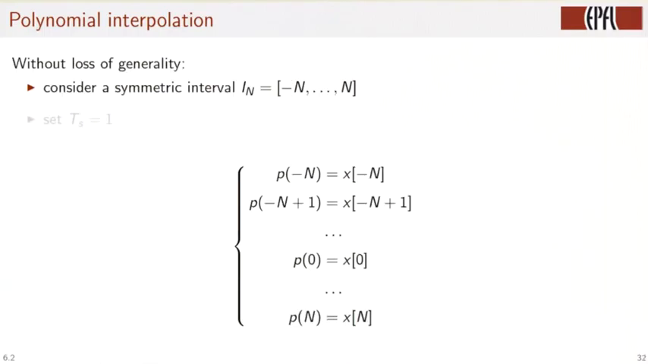Introduce an interval symmetric around the origin, call it I_N, from minus capital N to N, and set Ts equal to 1. We can always rescale the axis to achieve any Ts. And then we want to fit p(-N) to the sample x[-N], etc., p(0) to the sample x[0], up to p(N) to the sample x[N].